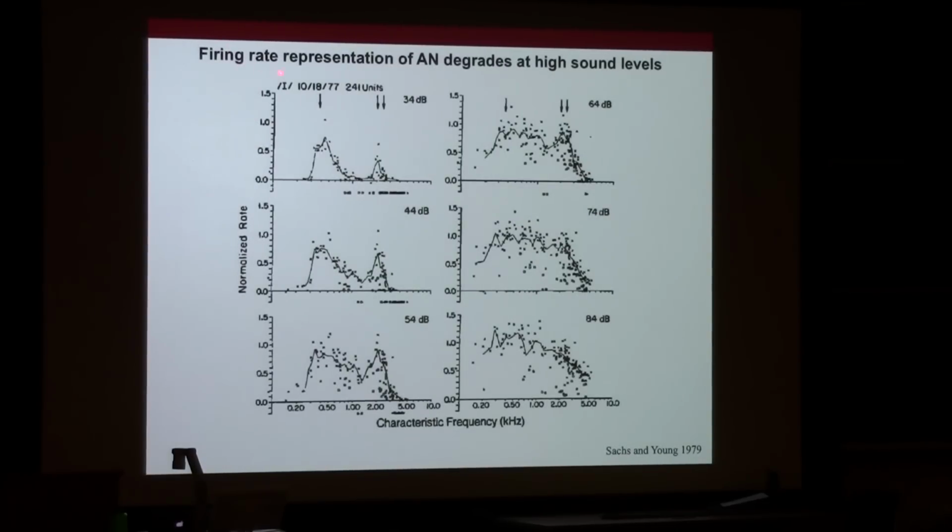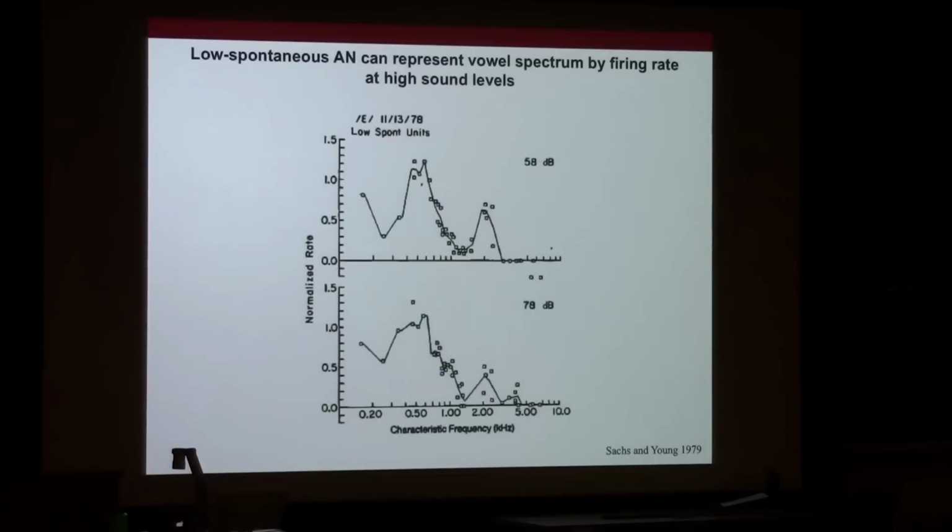That's what I'm showing here. This firing-rate-based representation is fine at low sound levels. This is 32 dB, 44 dB, then higher and higher. You can see two formants here, maybe here, but then you begin to lose them at 74 and 84 dB. When you can no longer recover the formants, you cannot represent this speech sound. 70 to 80 dB is a little bit louder than normal conversation. But that's for all the fibers.